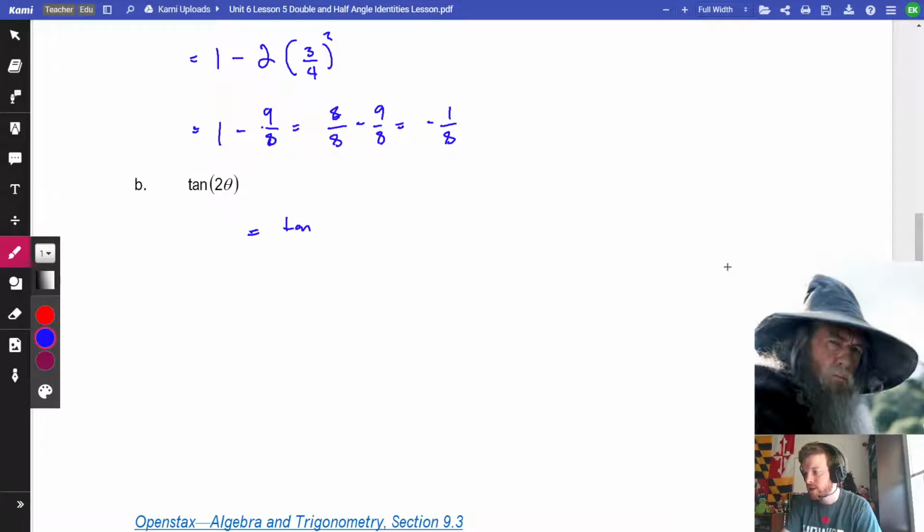Tangent. But it's a double angle, so 2 tan over 1 minus tan squared. Right, we don't know what tangent squared is. We don't know what tangent is. This is where we're going to use that other piece of information.